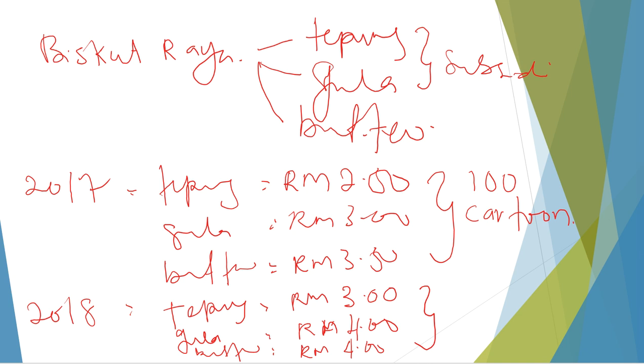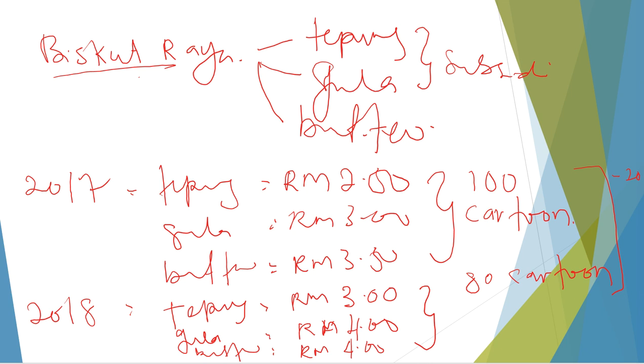With these numbers, now the price of the raw material to produce biskut raya now increase. So you hanya dapat producekan, let's say 80 karton saja. So ini daripada 100 kepada 80 karton ni, kita ada short of 20. Ini dikatakan sebagai decrease in the supply. Decrease dalam supply biskut raya.